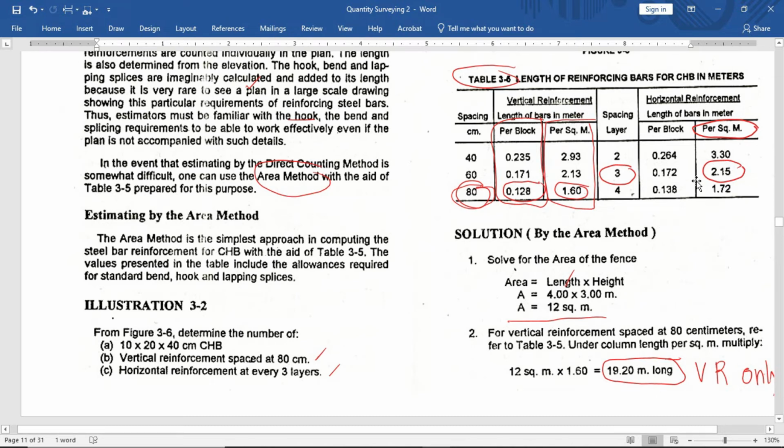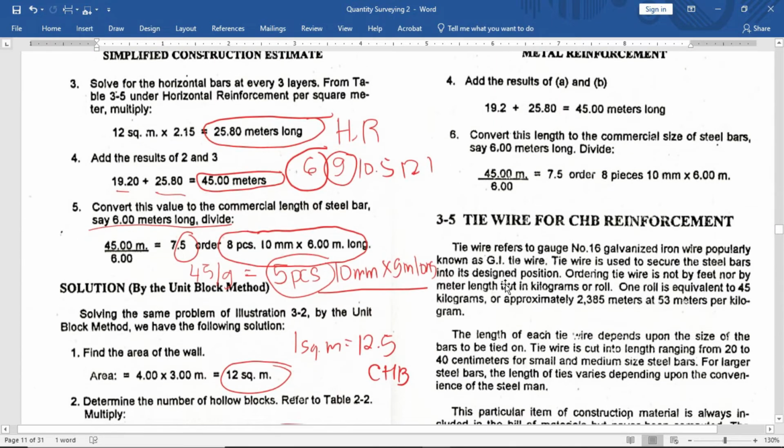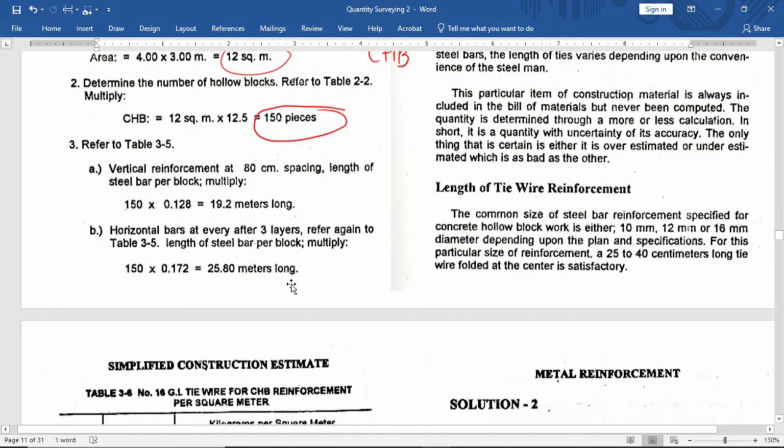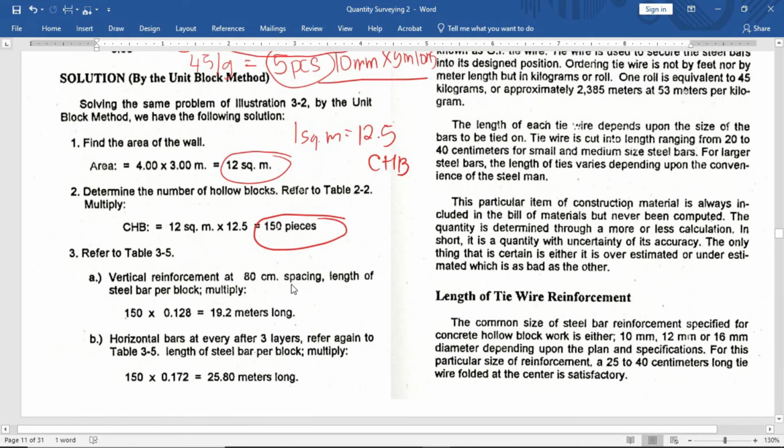How about naman sa horizontal? So, per block ulit, tingnan tayo sa per block kasi per block yung pinag-uusapan natin, hindi per square meter. So, spacing natin is 3 layers. Ito yung multiplier natin, 0.172. So, direct yan, titingnan lang ulit natin sa table, as long as may table tayo.